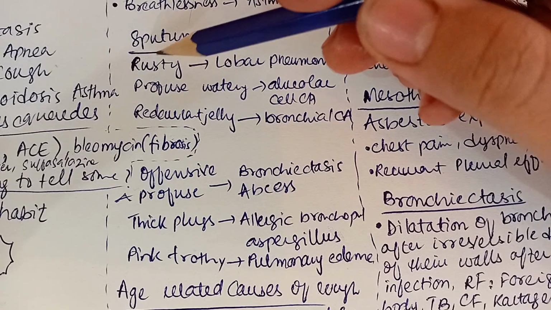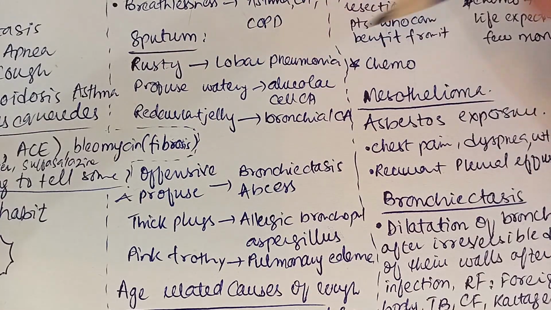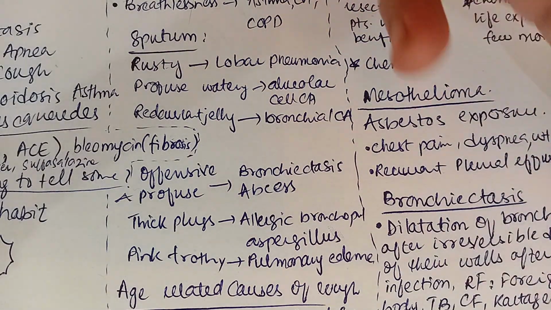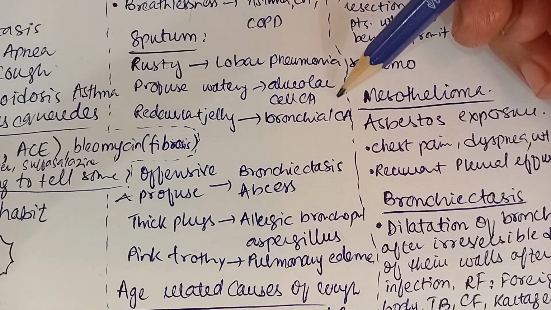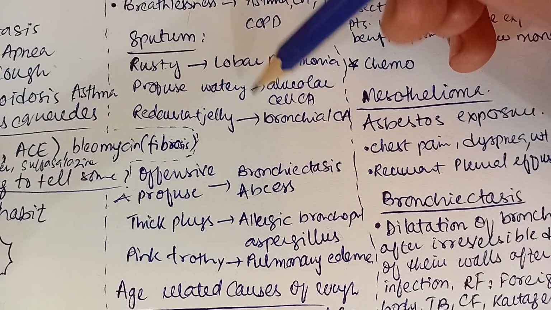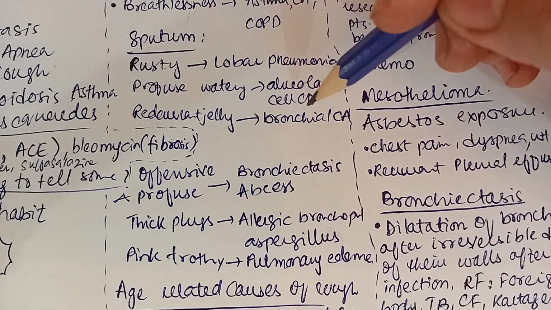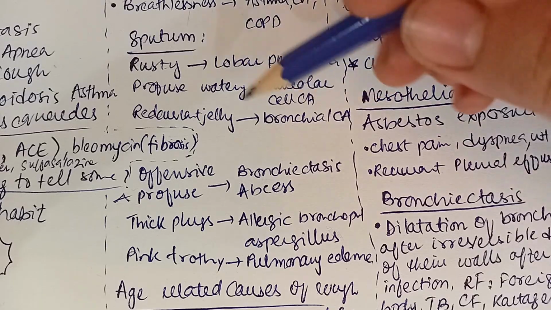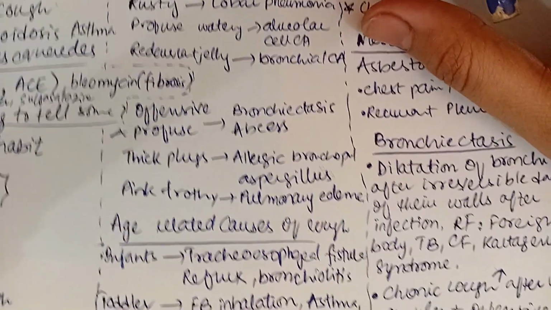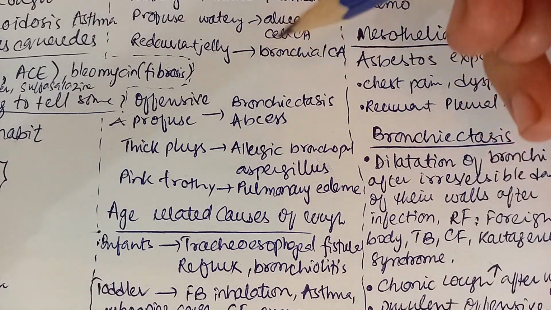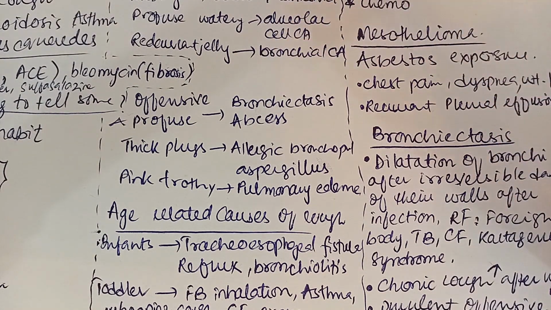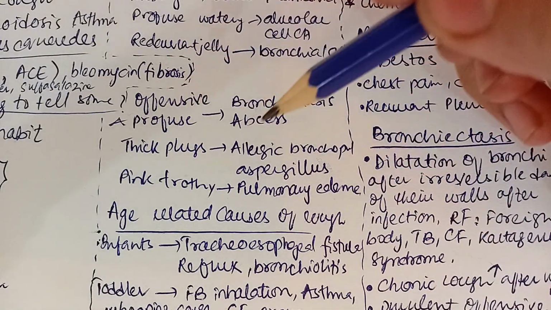For example, if the sputum is rusty, it can be due to lobar pneumonia. If the sputum is profuse and watery, it can be an alveolar cell carcinoma. Red currant jelly sputum is seen in bronchial carcinoma. If the sputum is offensive and profuse, it is usually characteristic of bronchiectasis, and offensive sputum can also be due to abscess.